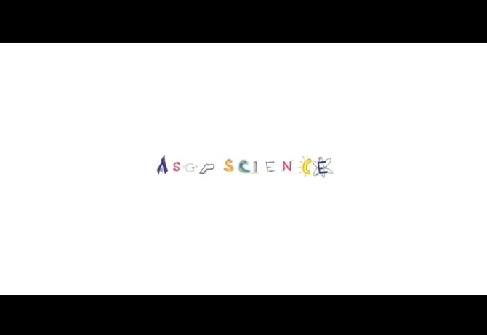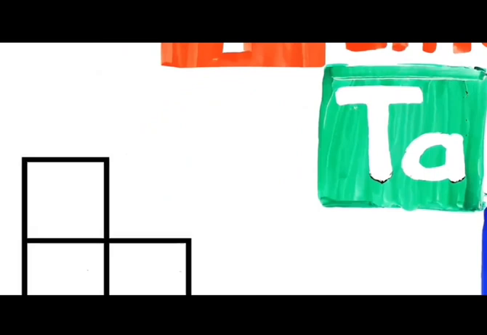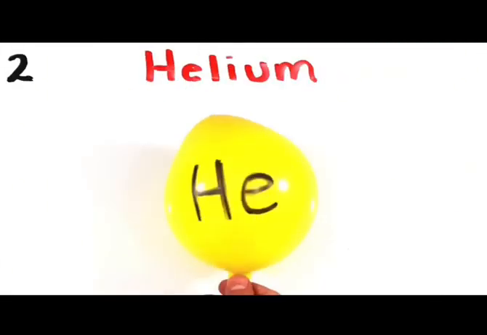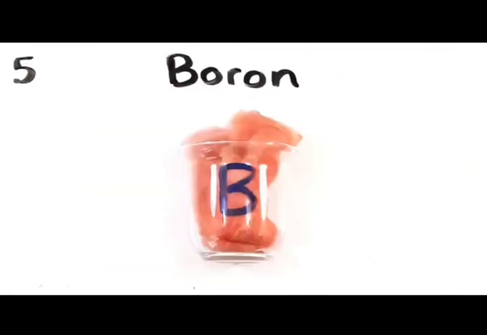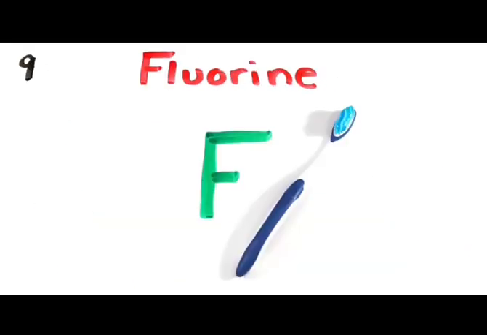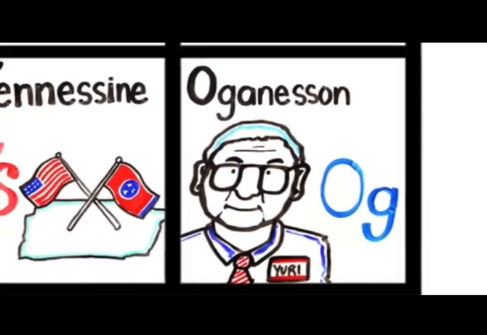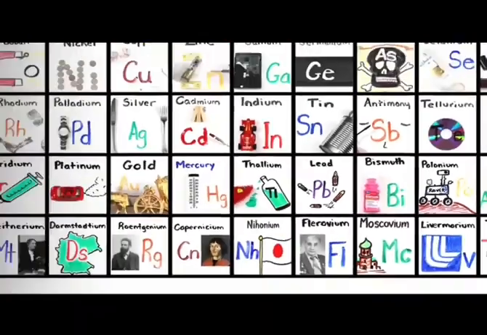And now, ASAP Science presents the elements of the periodic table. There's hydrogen and helium, then lithium, beryllium, boron, carbon everywhere, nitrogen all through the air with oxygen so you can breathe, and fluorine for your pretty teeth, neon to light up the sign.